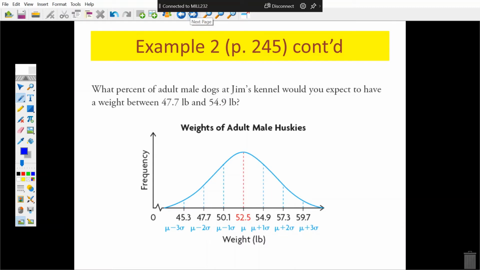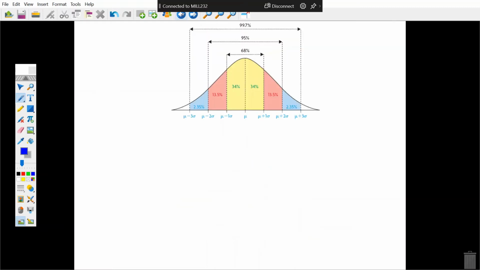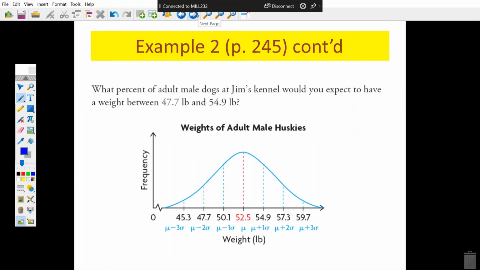Right here, right? His mean was 52.5, and what was the standard deviation? 2.4. The mean is 52.5, standard deviation was 2.4. So Jim filled out the numbers on the bottom. 52.5 plus 2.4 is 54.9, plus 2.4 is 57.3, plus 2.4 is 59.7, and he did the same thing on the left side. He just subtracted 2.4 each time, okay?